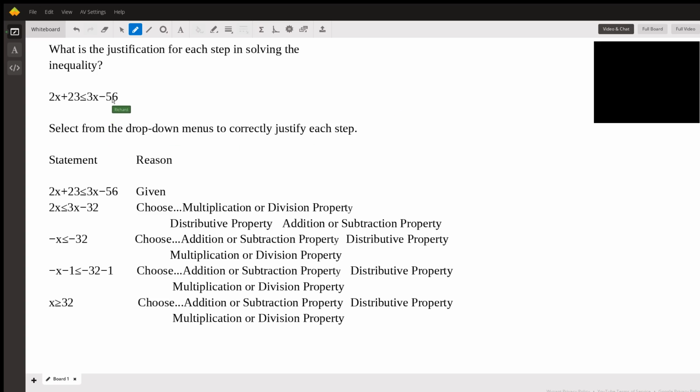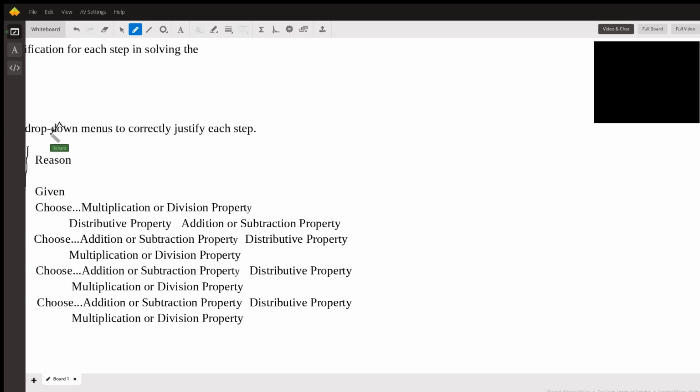So the objective is to solve this inequality up here. The teacher wants the student to write out the steps as if they were doing a proof. Now, you might have thought geometry is where you have to do proofs, and that's true, but there is such a thing as algebraic proofs, although you don't see them very often. They're two-column proofs. This is called a two-column proof. You can imagine two columns here.